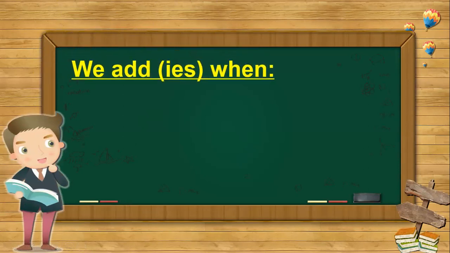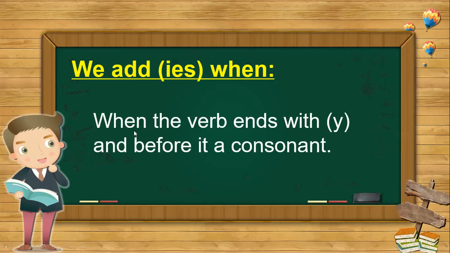Okay, what about the IES? When do I put IES? We add IES when the verb ends with Y. Just Y? Any Y? No. And before the Y, a consonant.